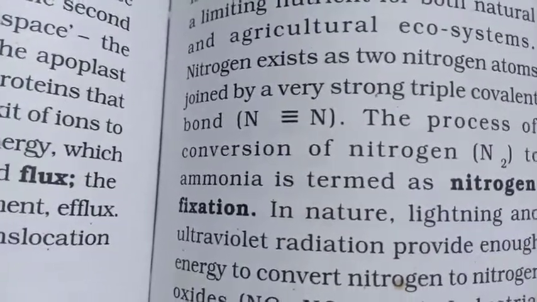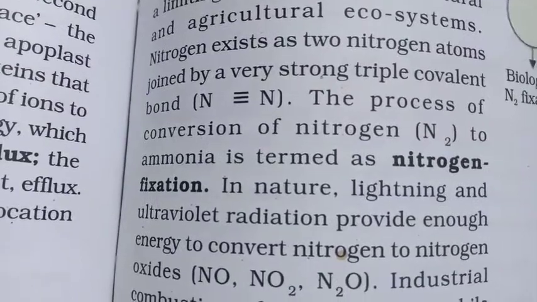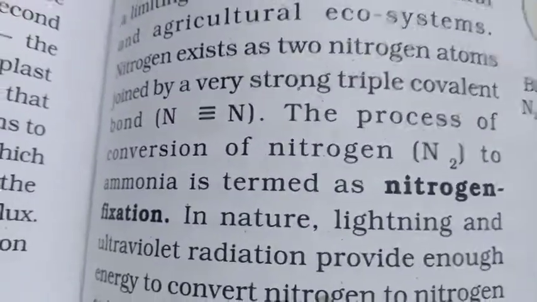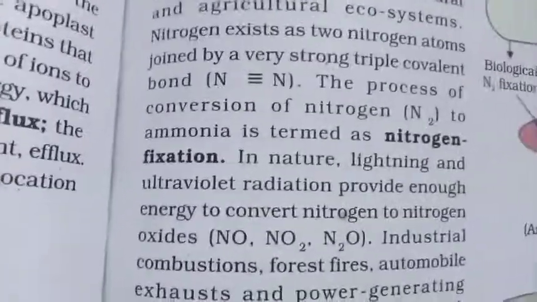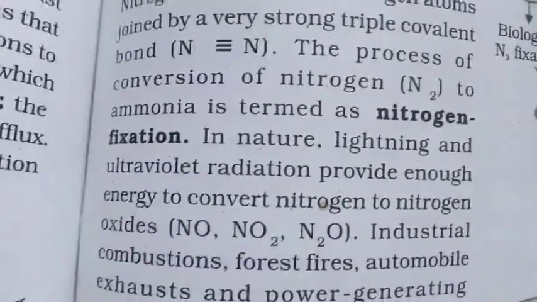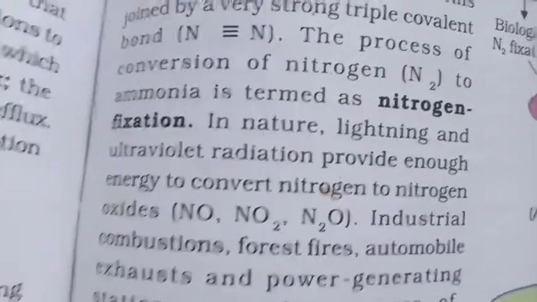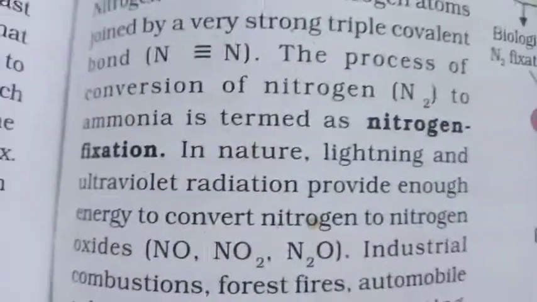Nitrogen exists as two nitrogen atoms joined by a very strong triple covalent bond, N triple bond N. The process of conversion of nitrogen to ammonia is termed as nitrogen fixation.